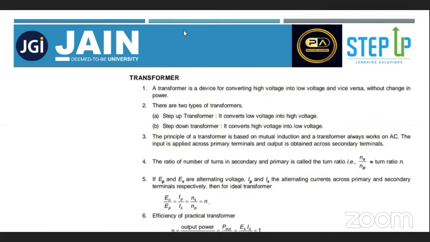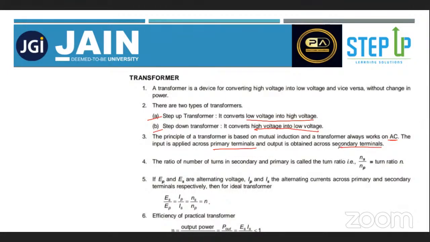Okay, next is the transformer. A transformer is a device which is used for converting high voltage into low voltage and vice versa without changing the power. We have two kinds of transformer. One is the step-up transformer, which converts low voltage into high voltage. Then we have step down, which converts high voltage to low. The principle of a transformer is based on mutual induction, and a transformer always works on AC. The input is applied across primary terminals and output is obtained across secondary terminals.